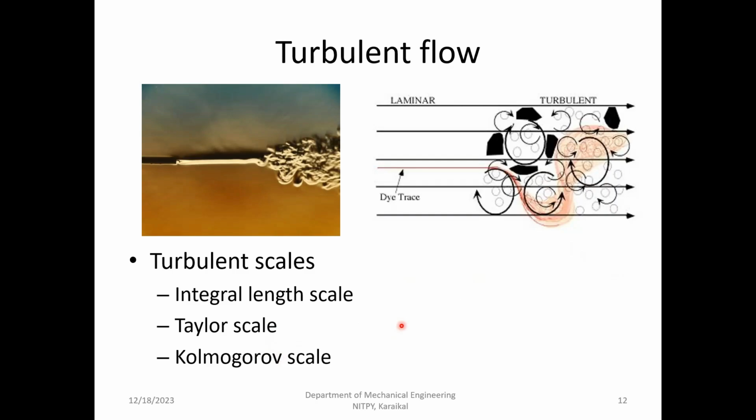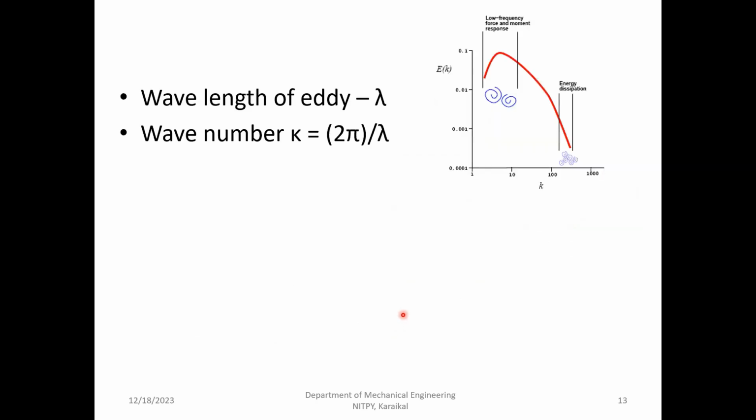So why is turbulence very difficult? Based on the size of the eddy, the wave number is given by 2 pi by lambda, where lambda is the wavelength of the eddy. A higher wave number means a smaller eddy, which mainly concentrates on energy dissipation. The larger eddies depend on the problem. Their behavior is different for flow over a flat plate, flow inside a pipe, or flow of a jet.